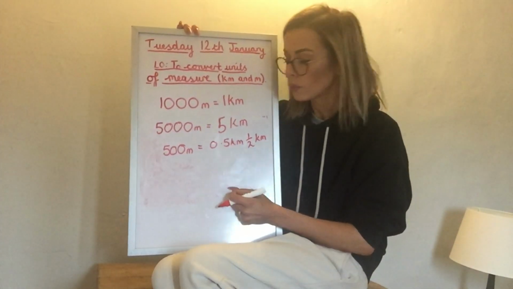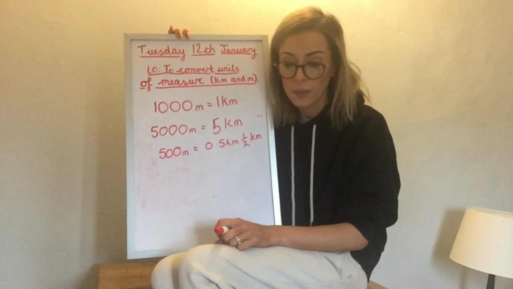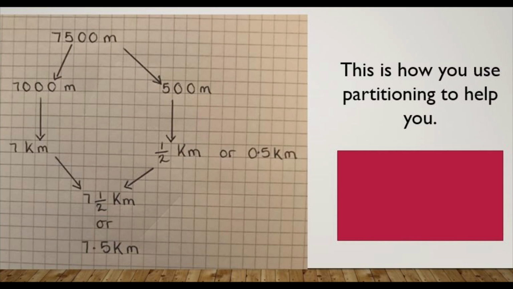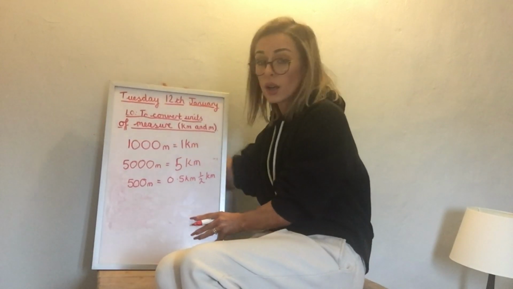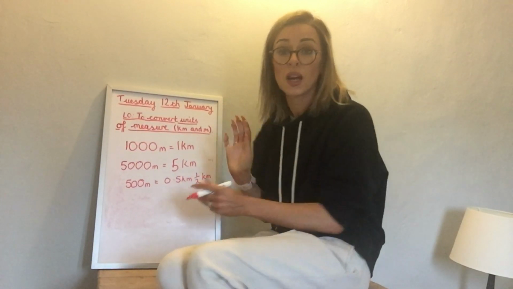Okay, so now I know, if we go back to the screen, I know that 7,000 metres is 7 kilometres, and I also know my 500, because 500 metres is half a kilometre, or 0.5 kilometres. So if I add those back together, I'm going to get 7.5 kilometres. So that's how we do this using partitioning.